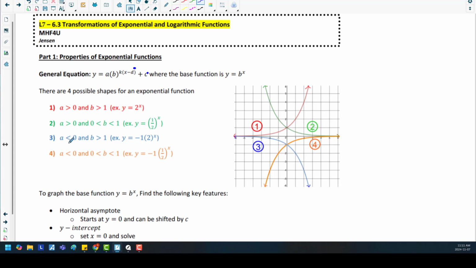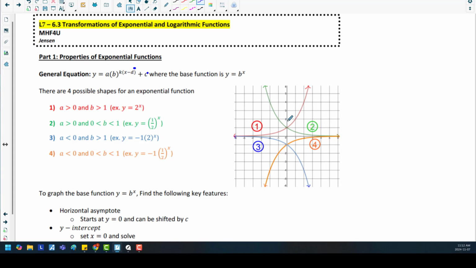Here we have an example for 3, when a is less than 0, meaning a is negative, and b is greater than 1. An example would be y equals -1 times 2 to the power of x. The graph shown in blue represents this scenario, and you can see it's going down. It's a decreasing function. It also has a horizontal asymptote at 0. And example 4, when a is negative, but b is between 0 and 1. An example of that is y equals -1 times 1/2 to the power of x. And this is an increasing function. It's going up, up, up, and it has a horizontal asymptote at 0.